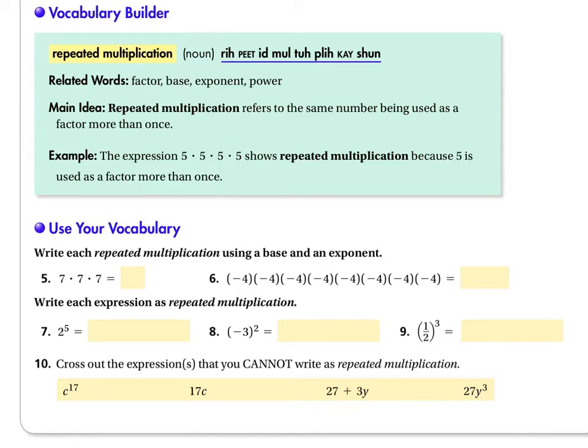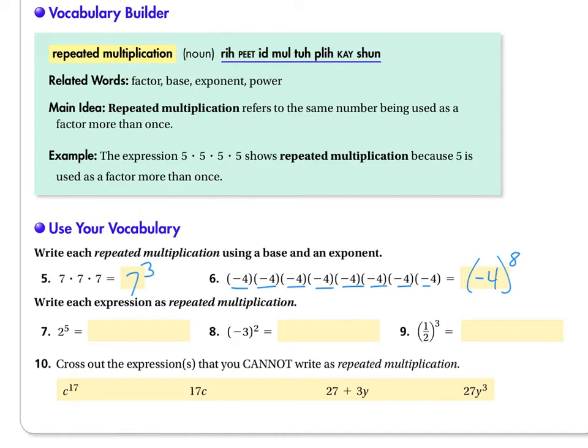So if we take this problem, 7 times 7 times 7, and we want to write it as a base and an exponent, our base would be 7 and our exponent would be 3. Here our base is -4, and we have it 1, 2, 3, 4, 5, 6, 7, 8 times. So our base would be -4 and our exponent would be 8. Now notice in this one, the negative is being multiplied each time as well. So I'm going to use parentheses so that we know that what's being raised to the 8 is the entirety of -4.